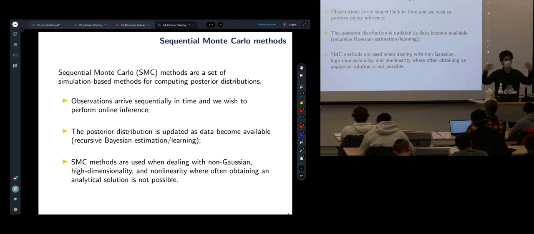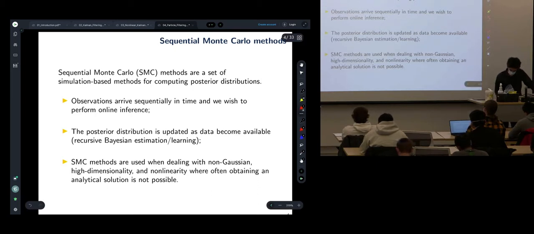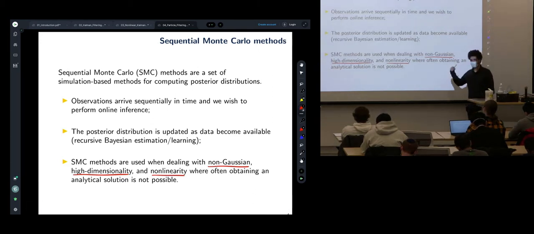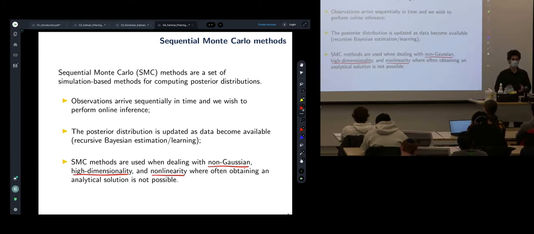You have data, and you maybe run your simulation to infer some interesting value or quantity that you want. That won't correspond to real-time algorithms. We can deal with non-Gaussian, high dimensionality, and nonlinearity, okay? Now, when you see these features in a problem, then you might want to start thinking about this method.